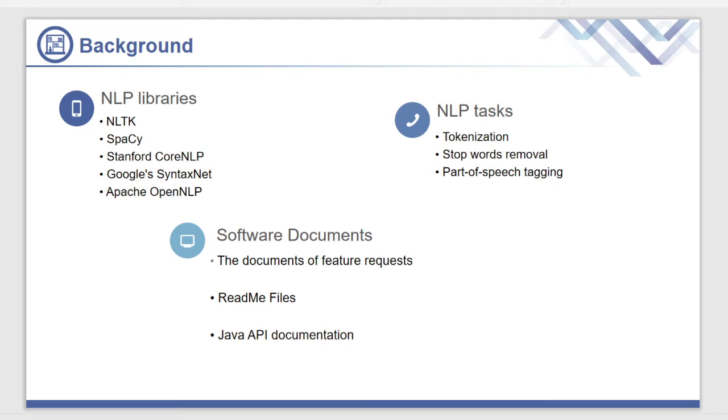Thirdly, I want to introduce some software documents used in this paper. The documents of feature requests can be extracted from Jira. There is not a standard of the formalization of the language. README files are written by the developers to help other people understand the projects. Developers can author the files in different languages. Java API documentation contains many code elements, which may obey the rules of grammar in daily expression. It is the official text provided by the community.